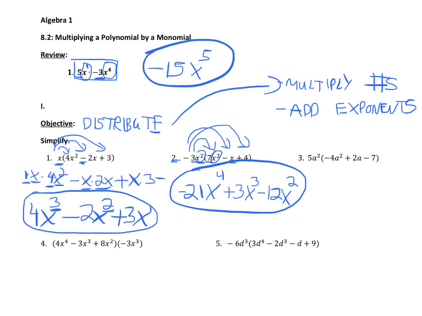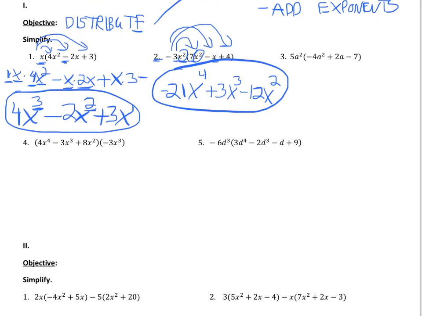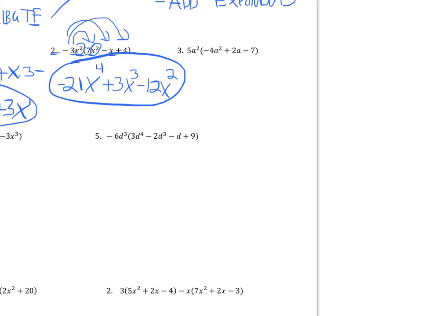Let's do one more. Let's do number 5. Okay, and I'll move this over. Okay, number 5, we are distributing that negative 6d cubed. So let's look at this. So negative 6 times this 3 gives me negative 18. And d cubed times this d to the fourth, I add the exponents of 3 and 4. So it becomes d to the 7th.